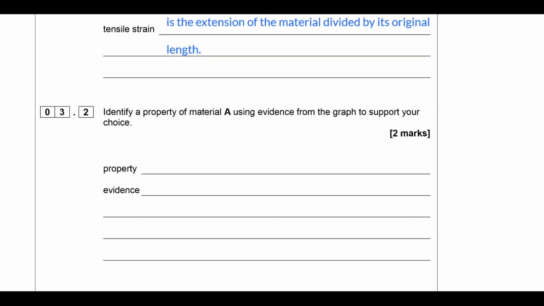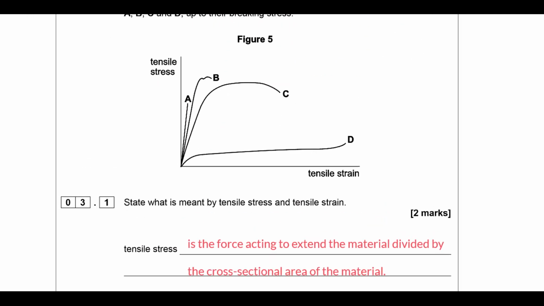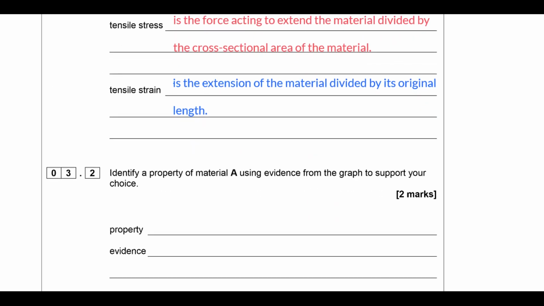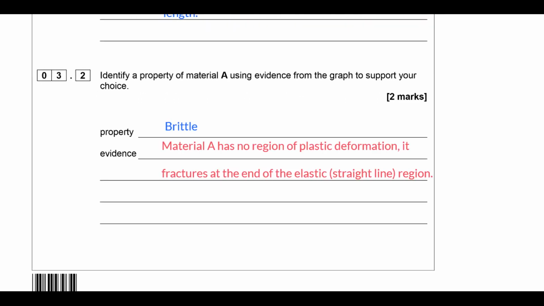Identify a property of material A using evidence from the graph to support your choice. So let's have a look at graph A. We can see that A just has a straight line section. There's no region of plastic deformation for A. That tells us it is a brittle material. So that's a property of A and how we know.